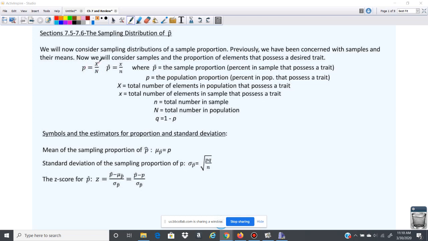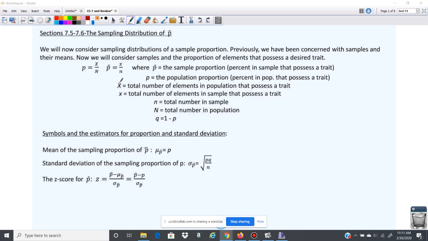You have P, which is going to be X, the number of elements over the population. Now this P with this little asterisk over it, that is going to be called p-hat. So that's going to be x, the number of elements, over n, the lowercase n, which is the sample. So p-hat is the sample proportion, whereas P is just the population proportion. So sample versus population.